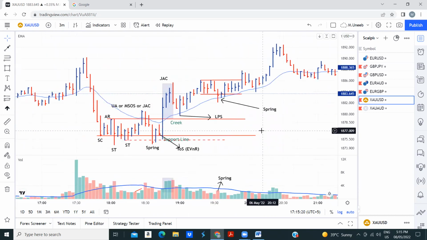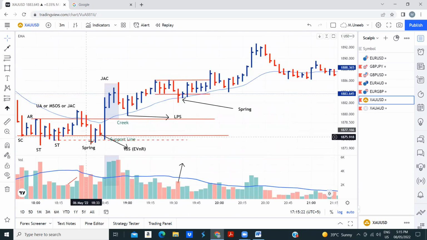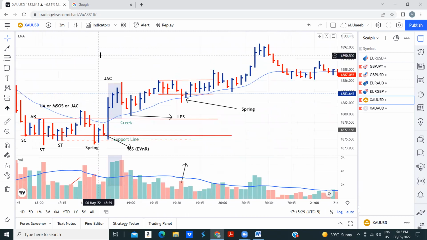All right. So if you convert to the higher time frame, from 3 to 5 minutes or 6 minutes, you will see there's a 1 bar. But actually in 3 minutes, you can see it's 2 bar action. Got it? So spring can be 2 bars or it can be 1 bar.